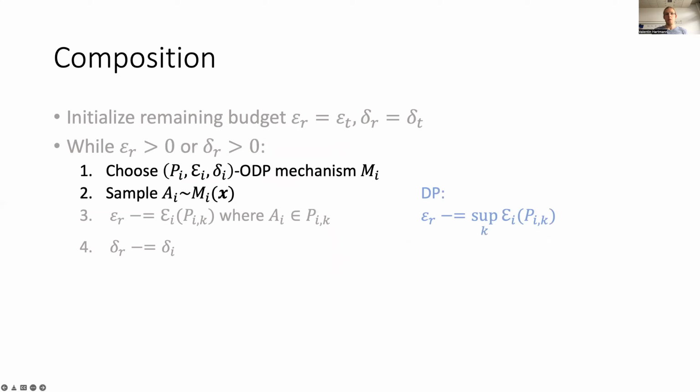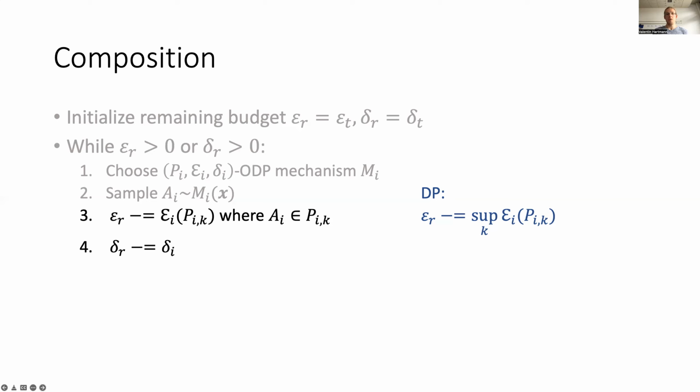In each iteration, we choose a new ODP mechanism mi and let it produce an output. We then check which set of the partition the produced output falls into and subtract the corresponding epsilon from the epsilon budget. In the coin flip example, we will thus subtract nothing from the epsilon budget if the output is the bottom symbol. In contrast to that, in classic DP composition, we would always subtract the epsilon corresponding to the worst case output, which is the supremum over all output-specific epsilons. This means that, depending on the outputs produced, we can save epsilon budget.